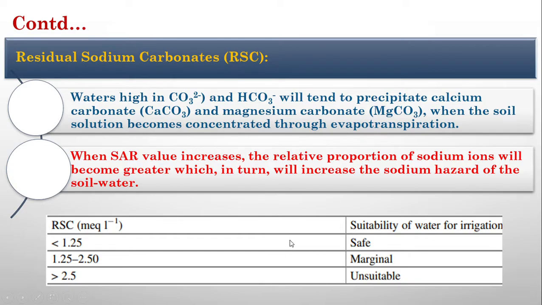So this is a category of water suitability for irrigation based on the RSC, the residual sodium carbonates, which is expressed in milliequivalent per liter. So it is the unit of RSC. When the RSC value is less than 1.25 milliequivalents per liter, we can say that the water is safe for irrigation. When it is between 1.25 to 2.5, we can say that it is marginal for irrigation, that is, with some amendments we can use that water for irrigation. And when it is greater than 2.5, we can say that that water is unsuitable for irrigation.